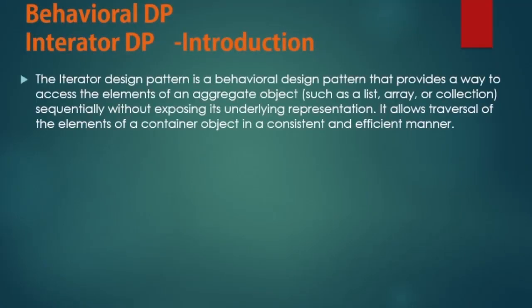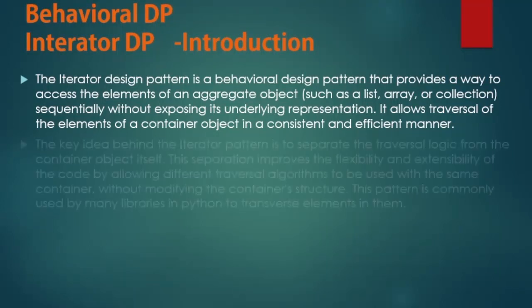What is the ITERATOR Design Pattern? The ITERATOR Design Pattern is a behavioral design pattern that provides a way to access the elements of an aggregate object, such as a list, array, or collection, sequentially without exposing its underlying representation. It allows traversal of the elements of a container object in a consistent and efficient manner.